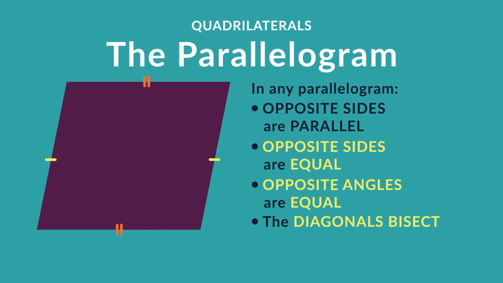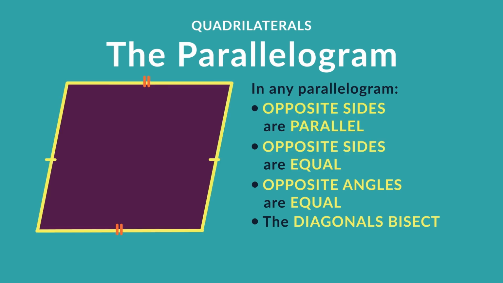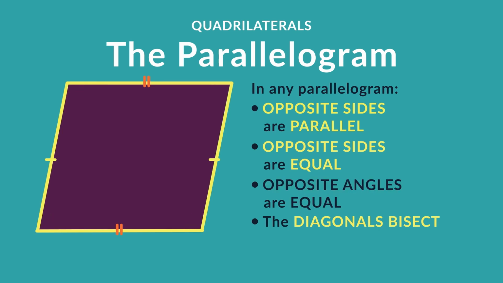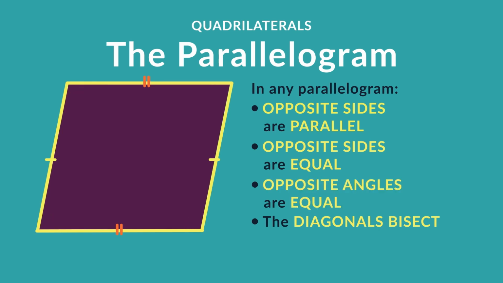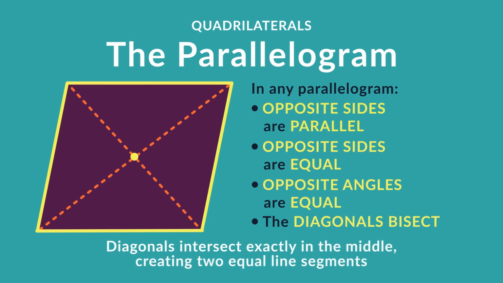Opposite sides of a parallelogram are always equal and parallel. Another is, opposite angles of a parallelogram are always equal. And finally, if we draw in the diagonals of a parallelogram, we will find that they bisect. This means that they cross over right in the middle, so that each diagonal is divided into two equal line segments.